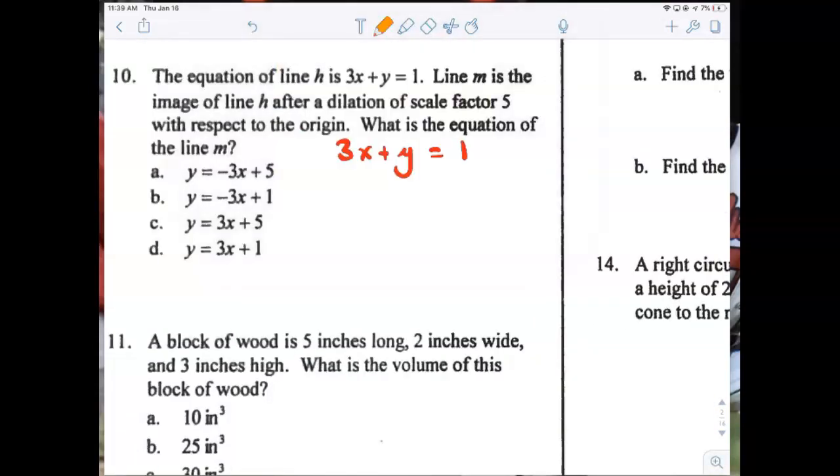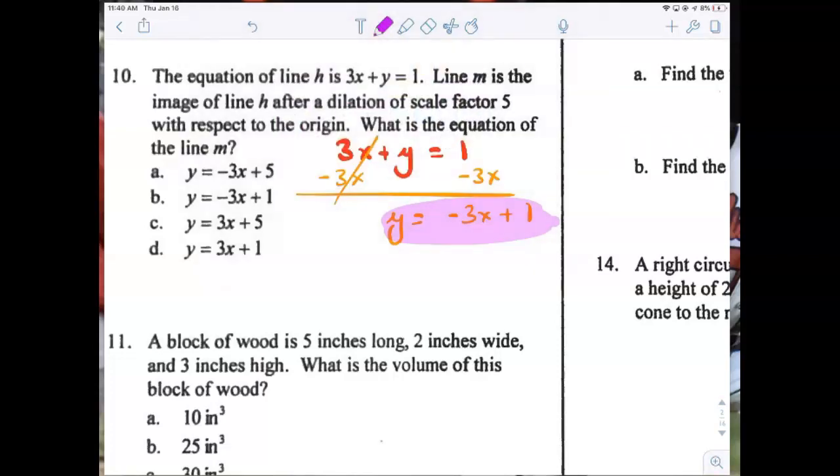Okay, number 10 asks you to take this line, 3x plus y equals 1, and dilate it by a scale factor of 5. The problem with this line is it's not in slope-intercept form. So we're going to solve it for y first by taking away 3x from both sides. Now it's in the right form, it's a lot more workable. So you're not done yet. All you've done at this point is get it in the right form. Now you're going to dilate it.